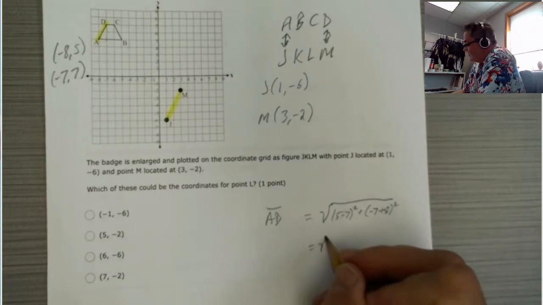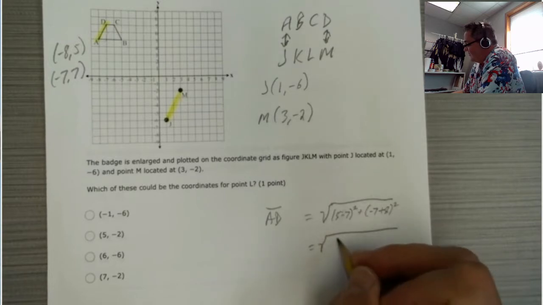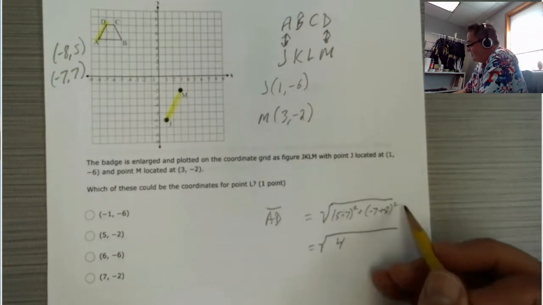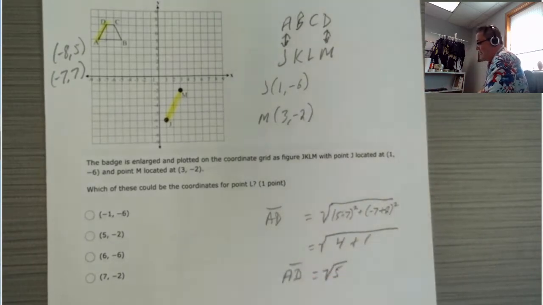So that equals the square root of 5 minus 7 is -2. -2 squared is 4, because -2 times -2. -7 plus 8 is 1, 1 squared. So that equals the square root of 5. That's how long AD, the length, is.